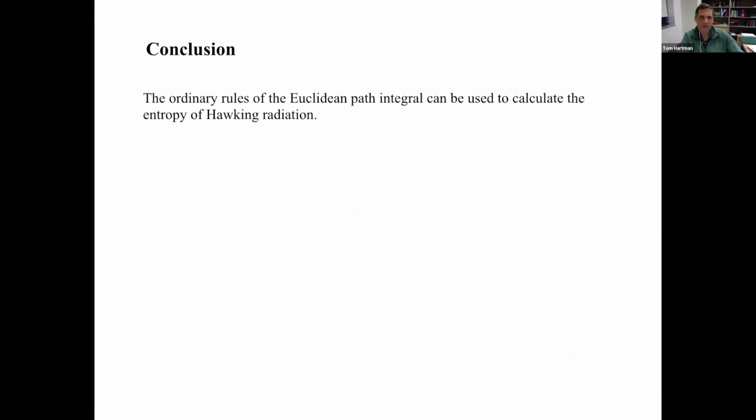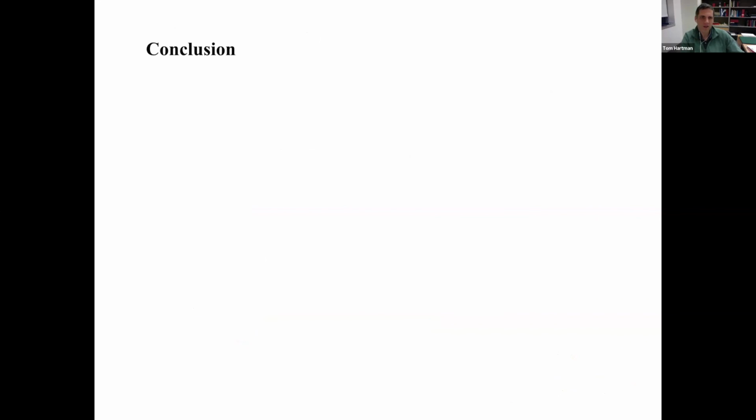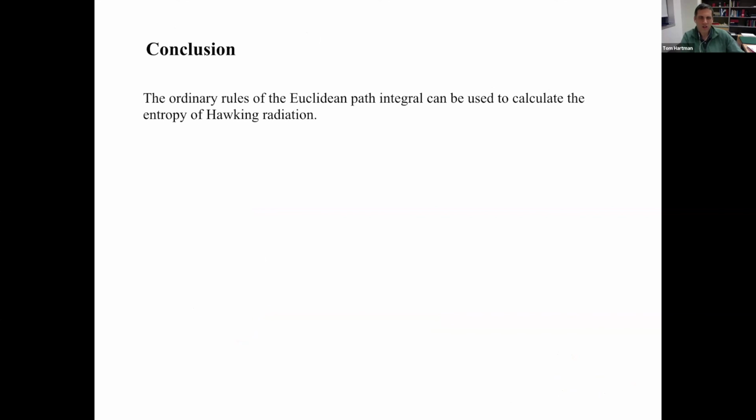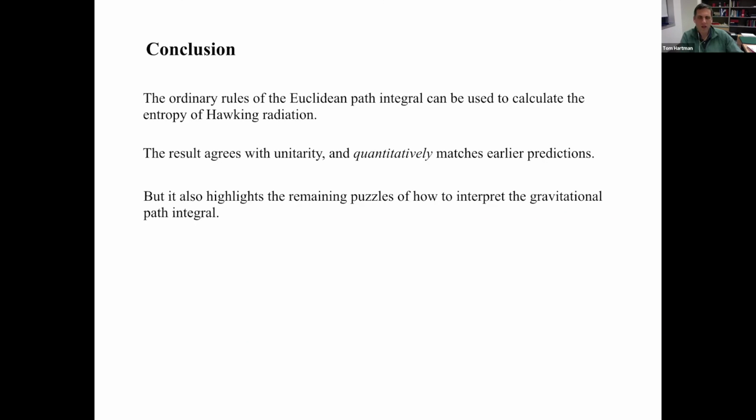Okay, these are my last couple of comments. The conclusion is that ordinary rules of the Euclidean path integral can be used to calculate the entropy of Hawking radiation. The result agrees with unitarity and quantitatively matches these earlier predictions of Page. But this result also highlights the remaining puzzles of how to interpret the gravitational path integral.